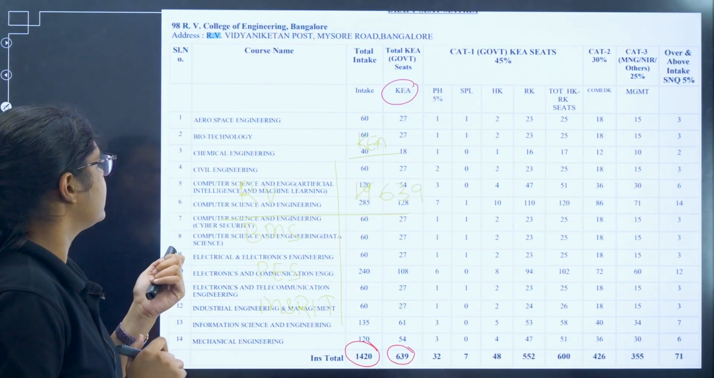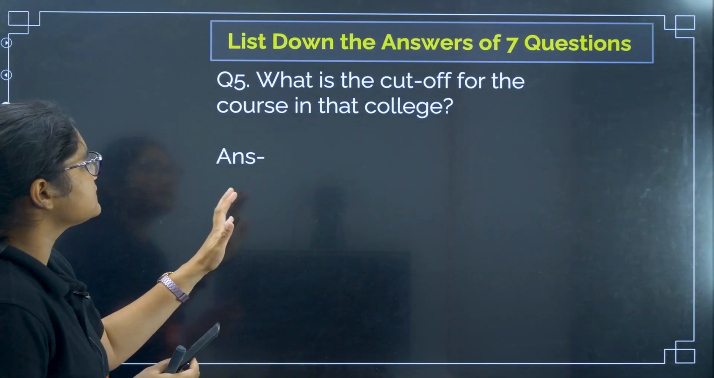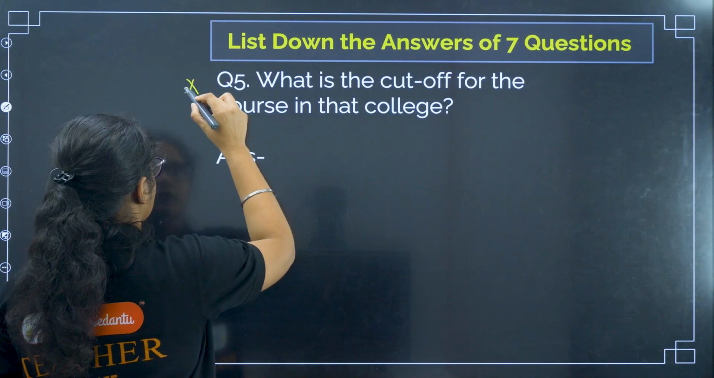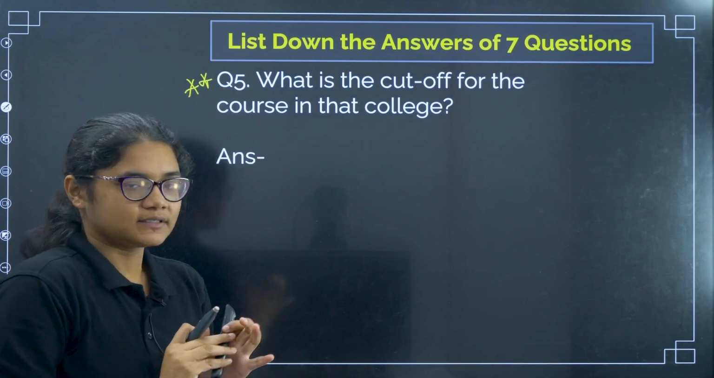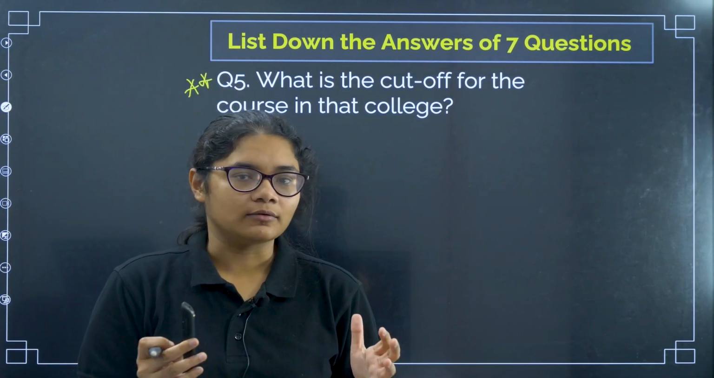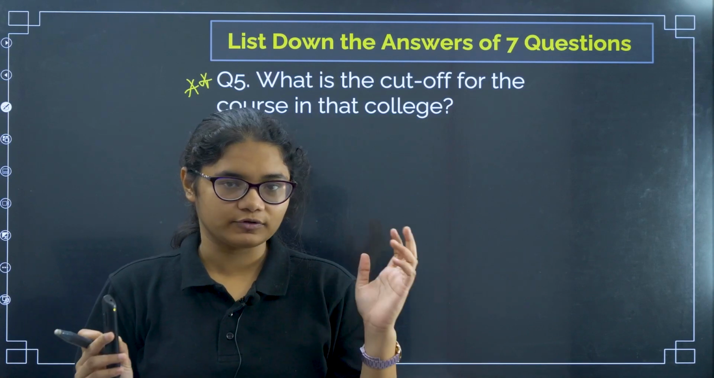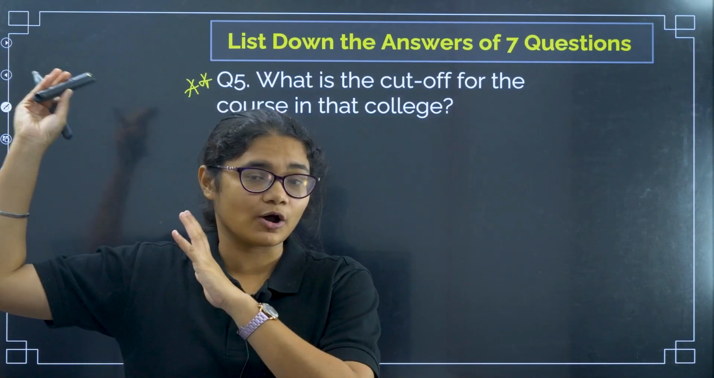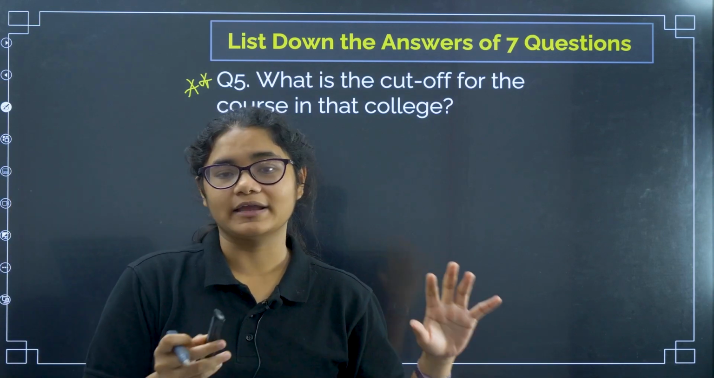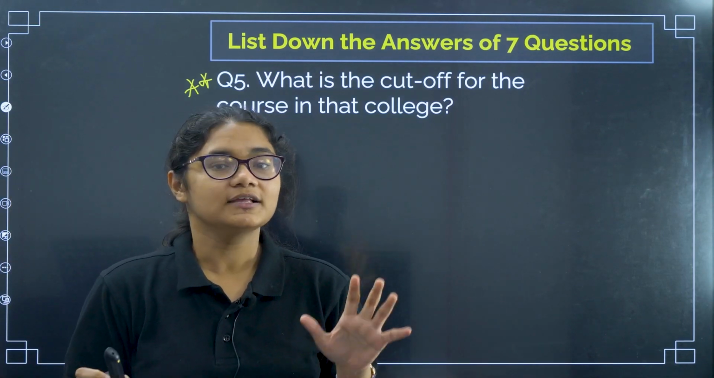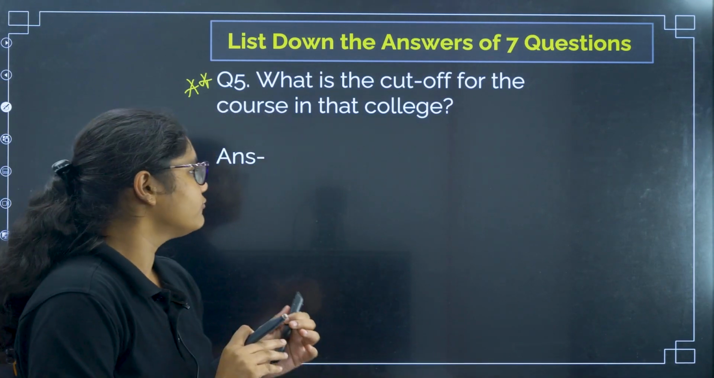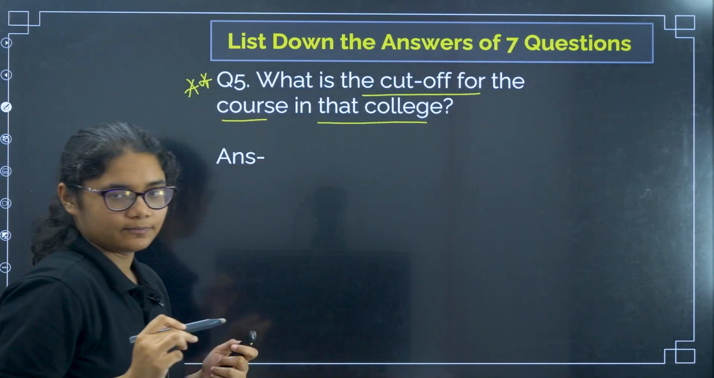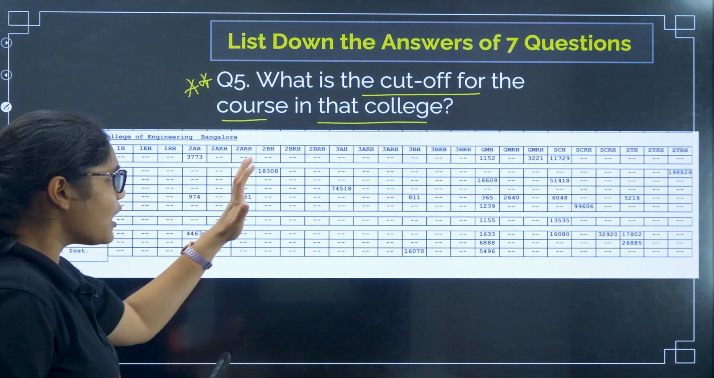Next, coming to the next one, that is, what is the cutoff for the course in that college. This is very, very important. Suppose I want to get into RV CS. CS last year's cutoff was 360 and my rank is somewhere around 1000, right? So I will not be able to get into this college in this branch. So I have to think about what is the cutoff for the course in that college.